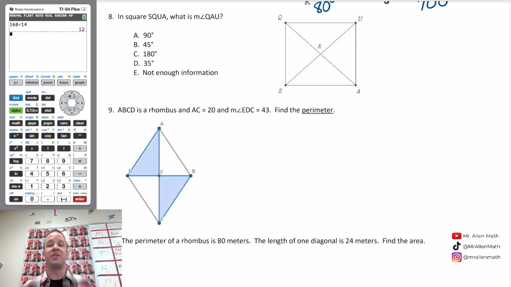The angles are bisected by those diagonals. It's got everything, okay? It says in square SQUA, what is the measure of angle QAU? Okay, so QAU is this guy right here.